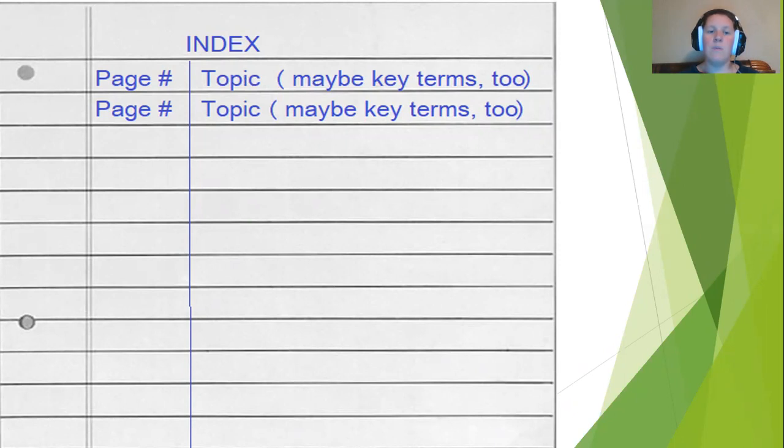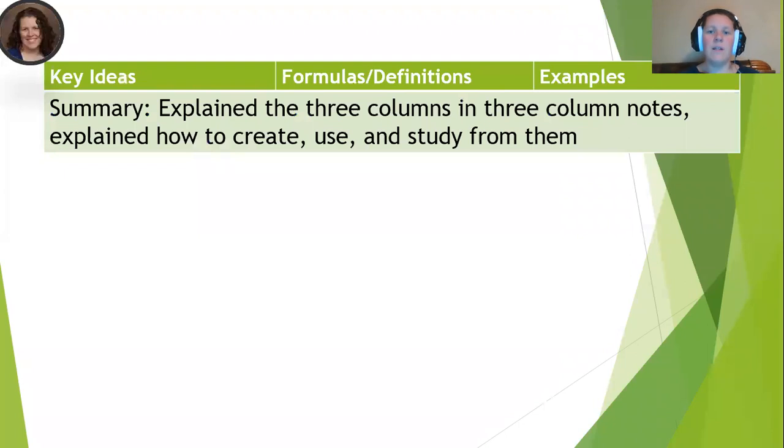So keep yourself organized. If you have loose leaf paper or binder paper, make sure it's hole punched and put in a binder. You want to be really organized so that you don't lose track of all this that you're keeping track of. So in summary, we've talked about 3-column notes. We've talked about how to use them, how to create them, and how to study from them.